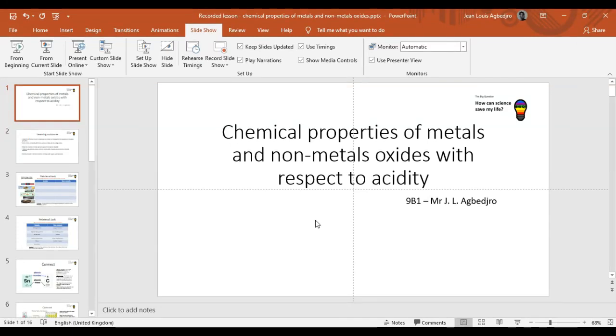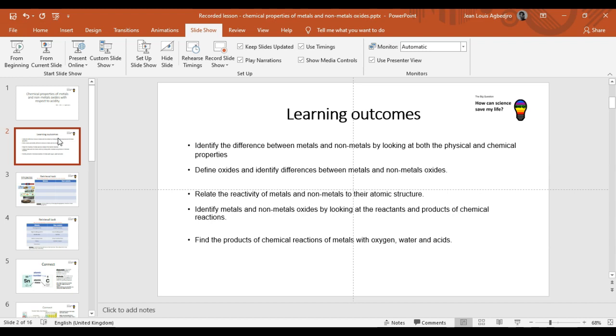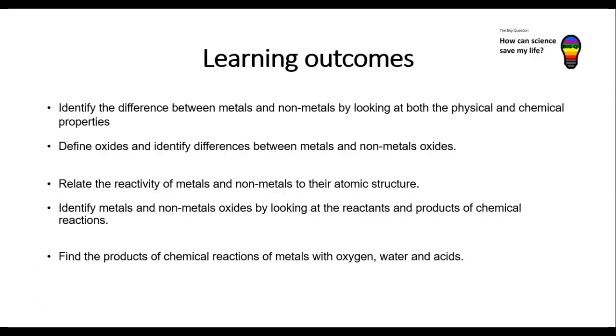Good morning. So today we will have a lesson about chemical properties of metal and non-metal oxides with respect to acidity. What you will be able to do by the end of this lesson is to identify the difference between metals and non-metals by looking at both the physical and chemical properties. Define oxides and identify differences between metals and non-metal oxides. Relate the reactivity of metals and nonmetals to their atomic structure.